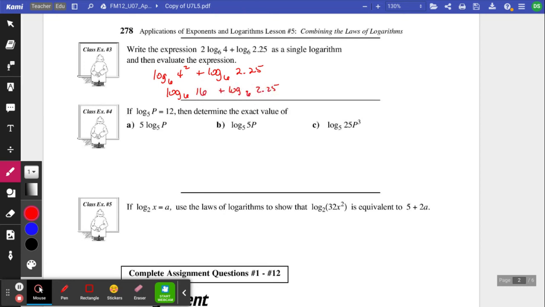Now you have 2 logs, same base, being added. So that becomes 1 log with the stuff, or the arguments, multiplied together. So when you do that on your calculator, you get, let me double check, 36. Ooh, and log base 6 of 36 is just a plain old 2. Nice.